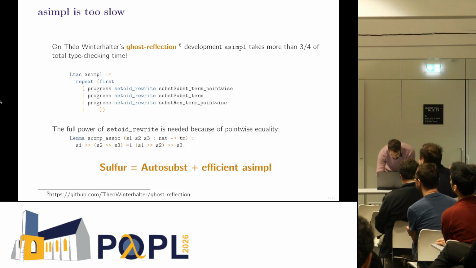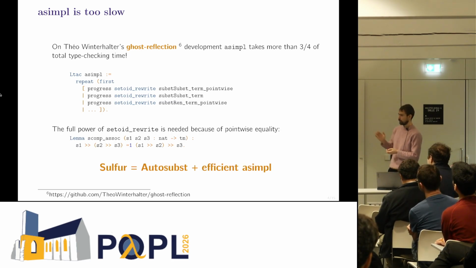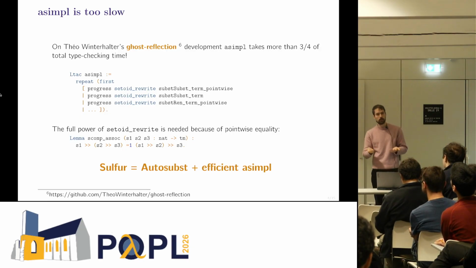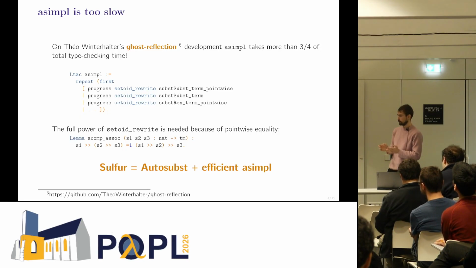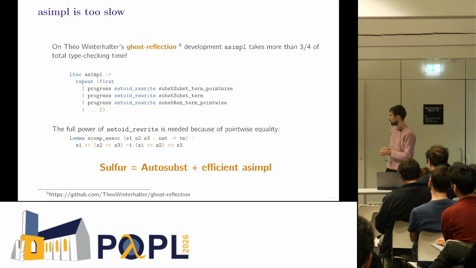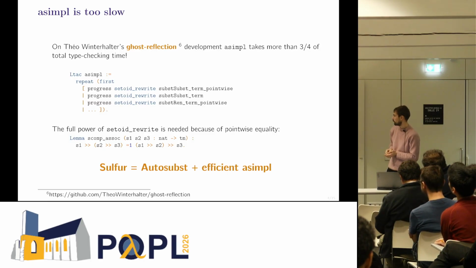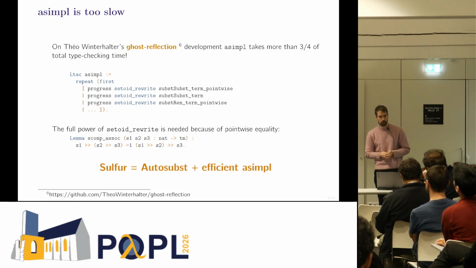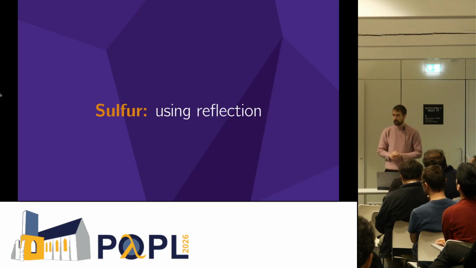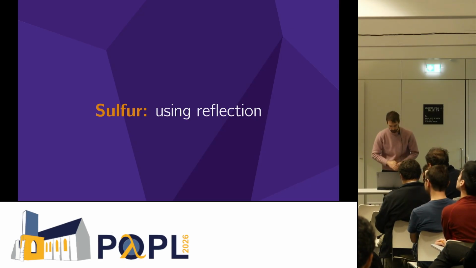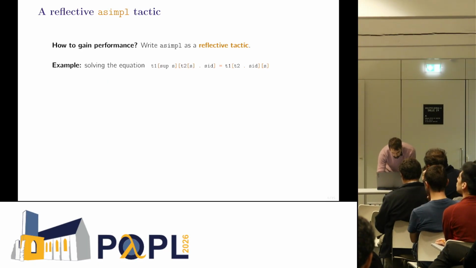Okay, and so the focus of this talk is to present Sulfur, a Rocq library, which is essentially a re-implementation of Autosubst using different principles so that the asimpl tactic can be more efficient. The interface provided by Sulfur and Autosubst are very similar, so I focus on what makes it different, and that's how we implement asimpl. Okay. And the key idea to make it faster is not something super new, but it hasn't been done yet, which is to use reflection.